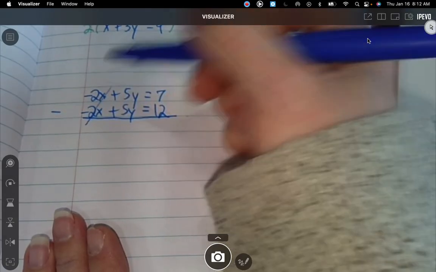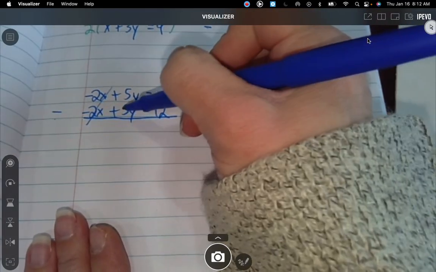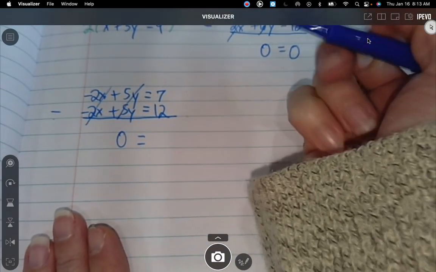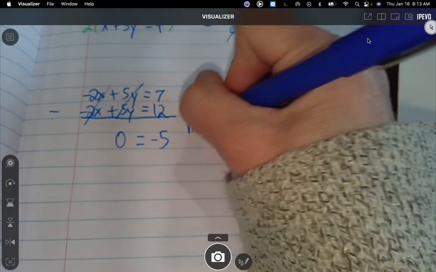That actually goes away to 0. What is 5y minus 5y? 0. That whole side goes to 0. What is 7 minus 12? Negative 5. What is that answer? No solution.